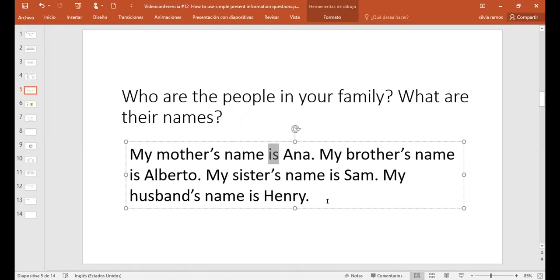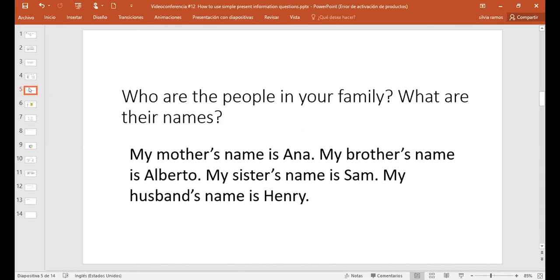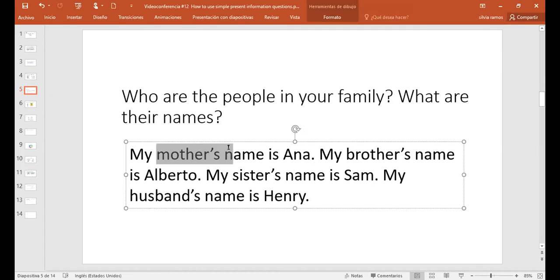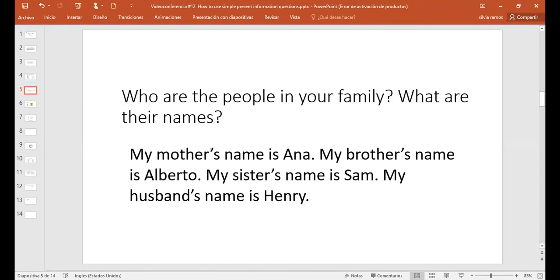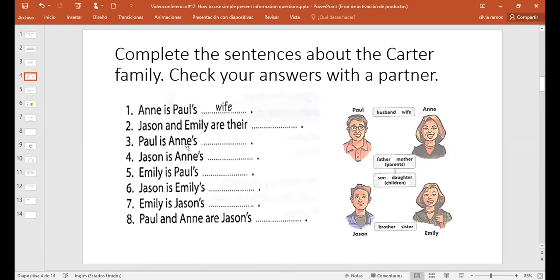Is, exacto. Ah, sí, porque en esta segunda es posesivo, o sea, mi mamá, o sea, mi familia. No, siempre es posesivo. No confundamos este con este. Recuérdese que este es possessive adjective, y este es possessive noun. Acá estamos practicando el possessive noun. Por eso es que está todo aquí, miren. Paul's wife. Right. Anne's husband. Anne's son, and so on.